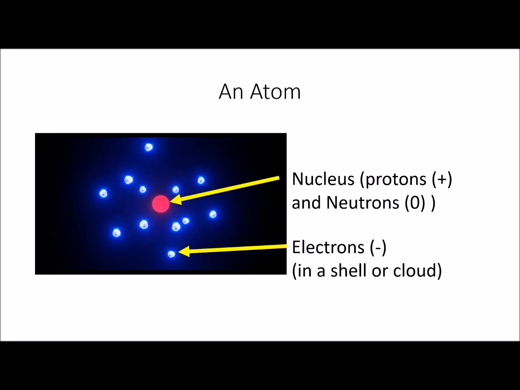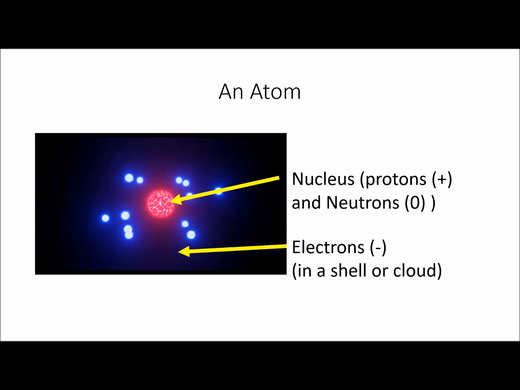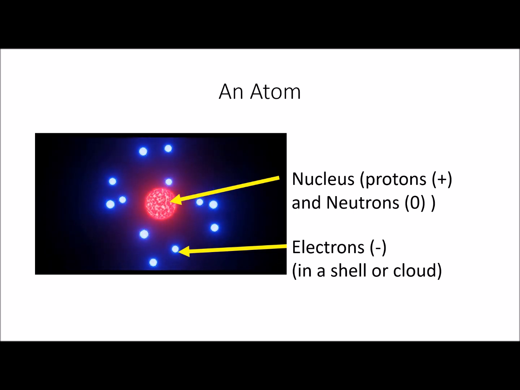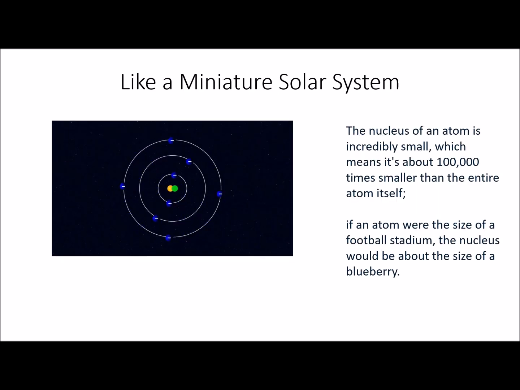This is a simulation of a typical atom. It has a nucleus, which has protons, which are plus charged particles, and neutrons, which have no charge. And it has electrons, which are negatively charged particles, in a shell or a cloud around the nucleus orbiting it. One way to look at the atom is also in this particular representation. It looks like a miniature solar system. And although the electrons are not in the same plane as the planets are around our sun, it's useful to look at it this way.